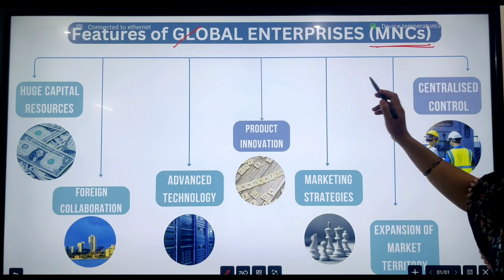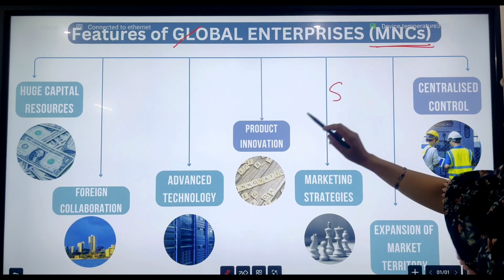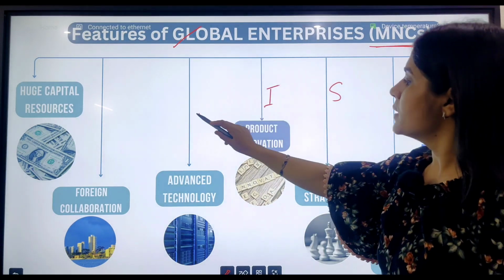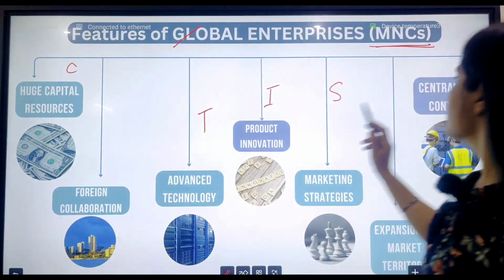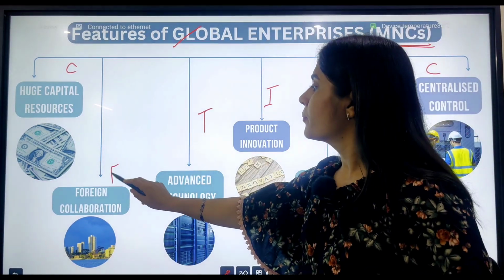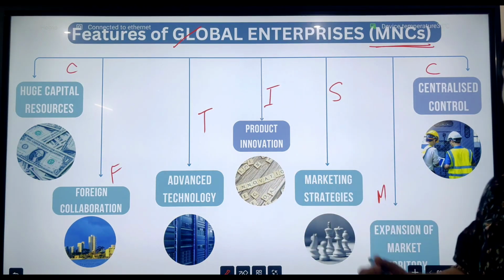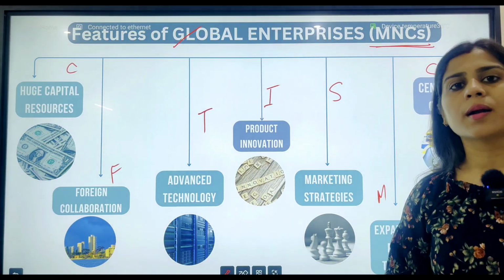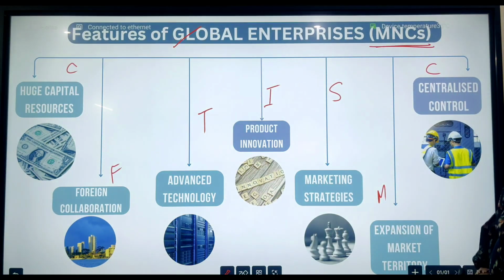We can clearly say it as SIT, where this is S, I and T, sit. Then C and C, two C's, CCFM. FM can be remembered as their finances and their markets. They are superb, they are extra large, they are massive. So this way you can remember the features of global enterprises.